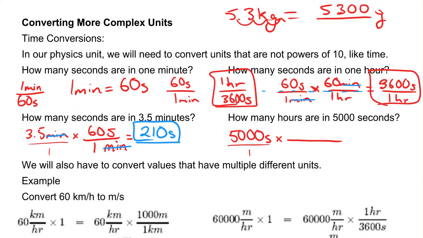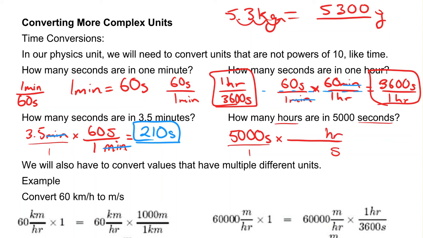And we're going to multiply by some relationship between hours and seconds, and we can't have seconds in the same spot as we do right now. So seconds is on top. We can't have seconds on the top here because then they're not going to cancel out. So we have to put seconds on the bottom and hours on the top.